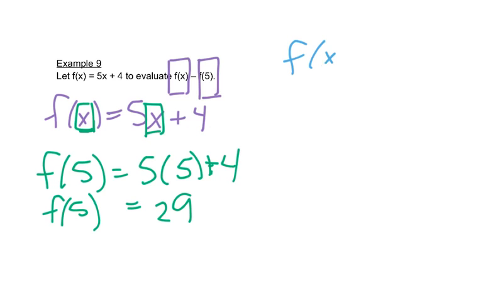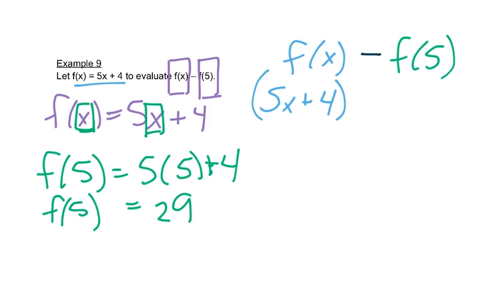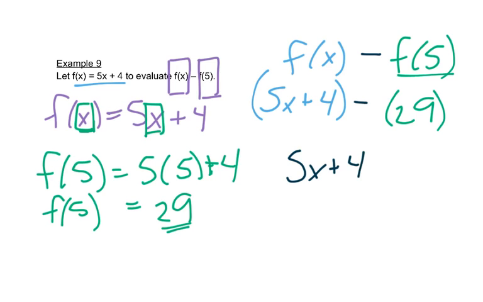So now I can go over and I can do what they originally asked. They wanted f of x minus f of 5. So f of x was right here. That's 5x plus 4. It's a good idea to put it in parentheses, at least to start with. Minus f of 5 we found here was 29. So we'll simplify. 5x plus 4 minus 29 gives me 5x minus 25.